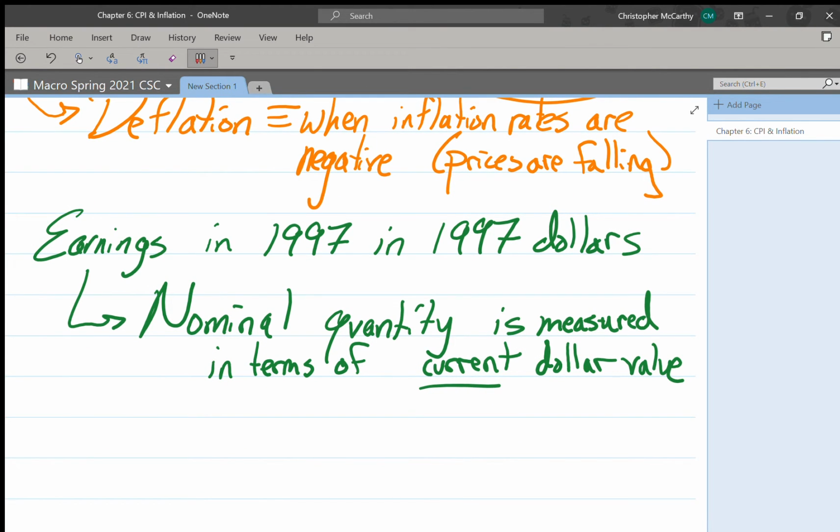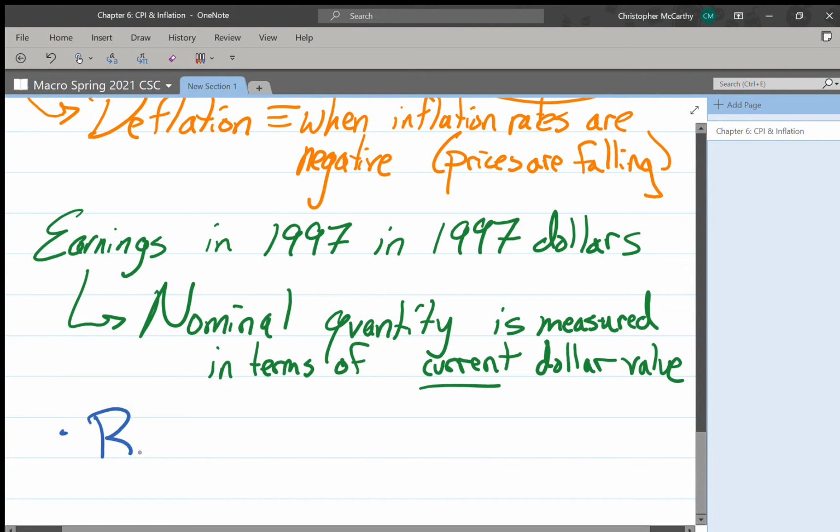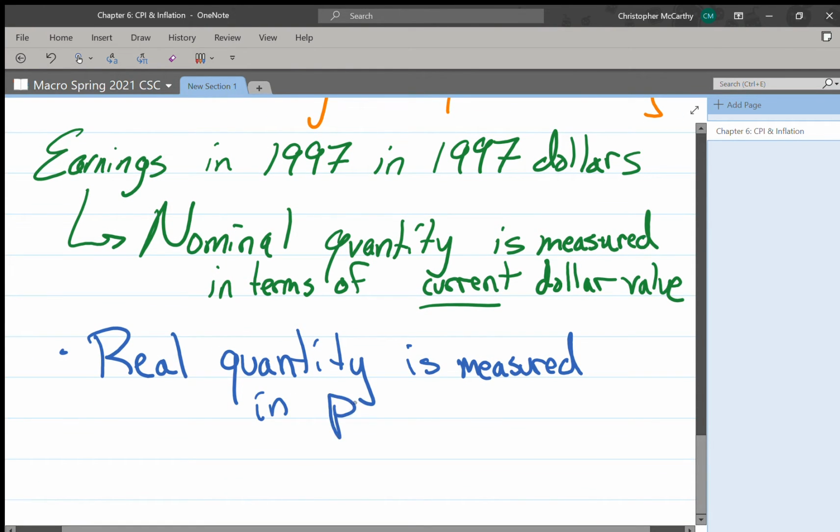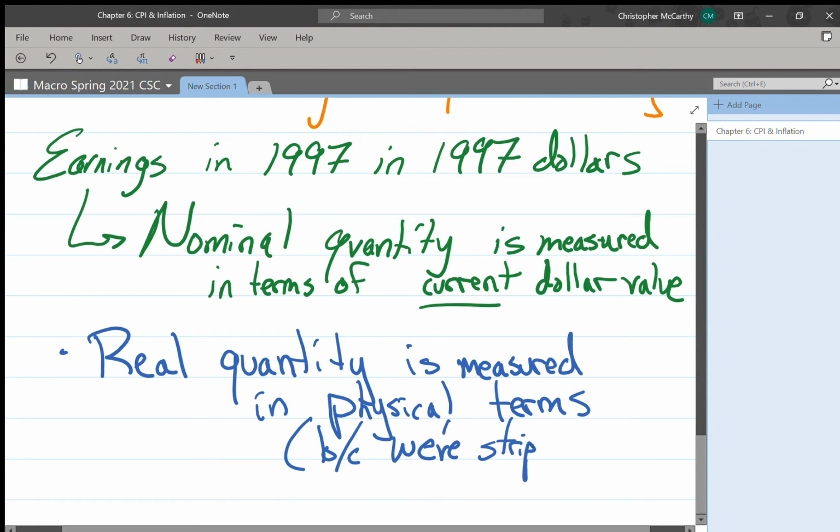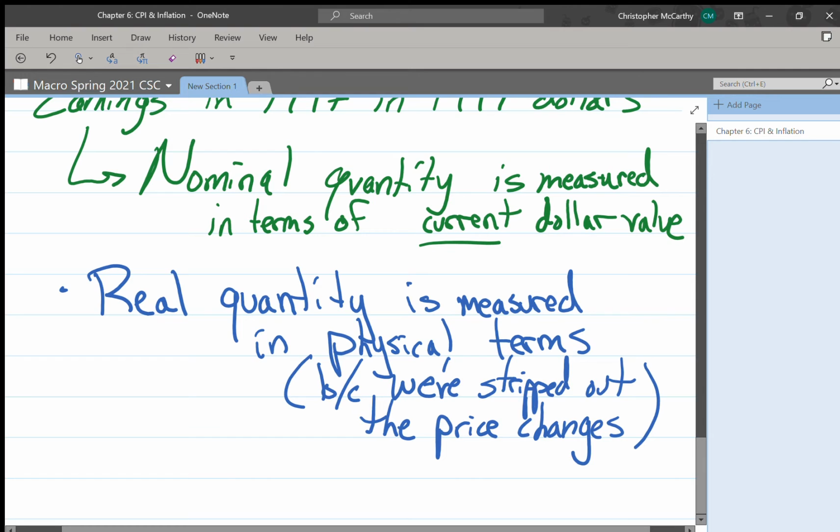Whereas a real quantity is measured in physical terms. How is it measured in physical terms? Well, because we've stripped out the price changes. So whenever we want to do any kind of comparisons over time, we have to use real quantities.